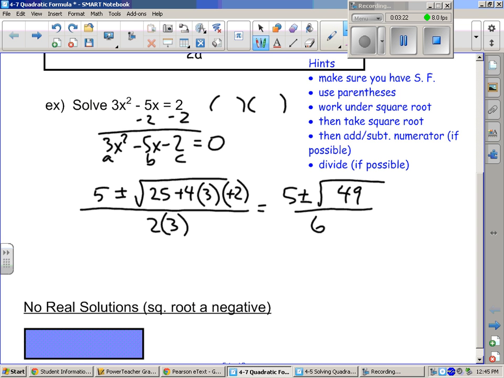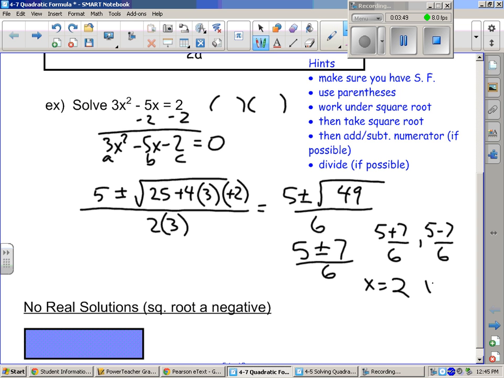All right, so now I do know the square root of 49. Do you? 7! Woo! So I have 5 plus or minus 7 over 6. Now this is actually two answers. One is 5 plus 7 over 6. The other is 5 minus 7 over 6. 5 plus 7 is 12 over 6, so that's 2. So x equals 2, and the other one is 5 minus 7, that's negative 2 over 6, which would be negative 1/3. Oh, so two answers. Yep. Okay.